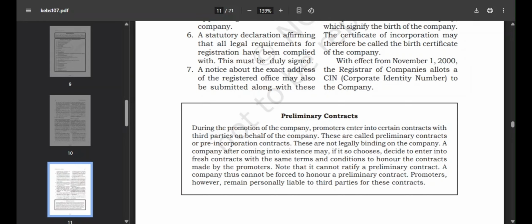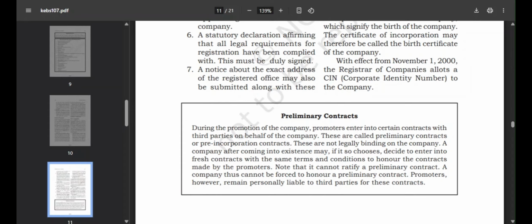These are not legally binding on the company. A company, after coming into existence, may, if it chooses, decide to enter into a fresh contract with the same terms and conditions to honor the contracts made by promoters. Note that it cannot ratify a preliminary contract. A company cannot be forced to honor a preliminary contract. If it wants to honor the promoter, it can go with it. If it doesn't, it is the company's wish. Promoters, however, remain personally liable to third parties for these contracts. So, promoters will be personally liable to third parties for these contracts.